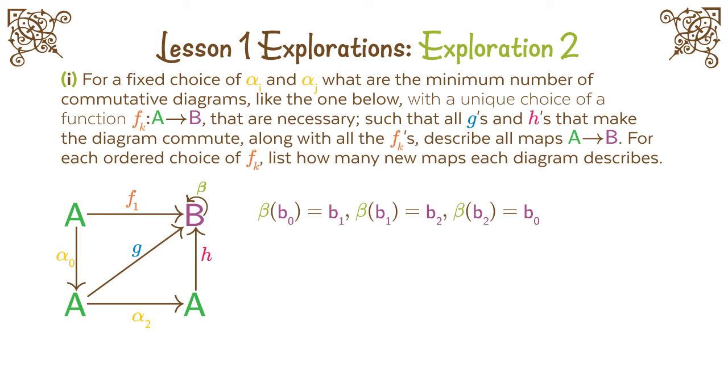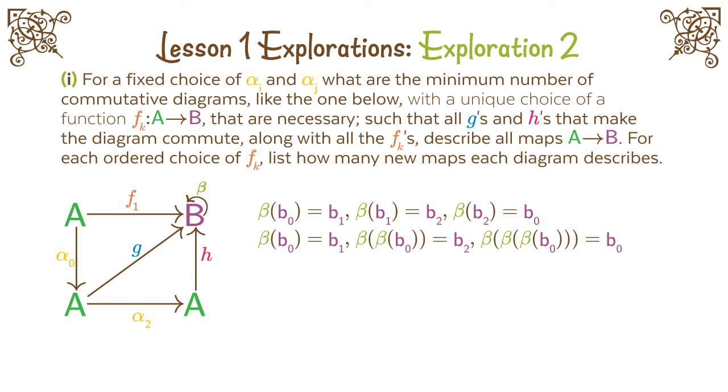Beta B0 is equal to B1, and beta B1 is equal to B2. So we can substitute the values for B1 in the second equation to yield beta of B0 is equal to B2. And we can substitute that into the third relation to yield beta of B0 is equal to B0. So it's a permutation because all elements in B are in its image, and they are only connections. And if you apply beta to an element 3 times, you get back where you started.